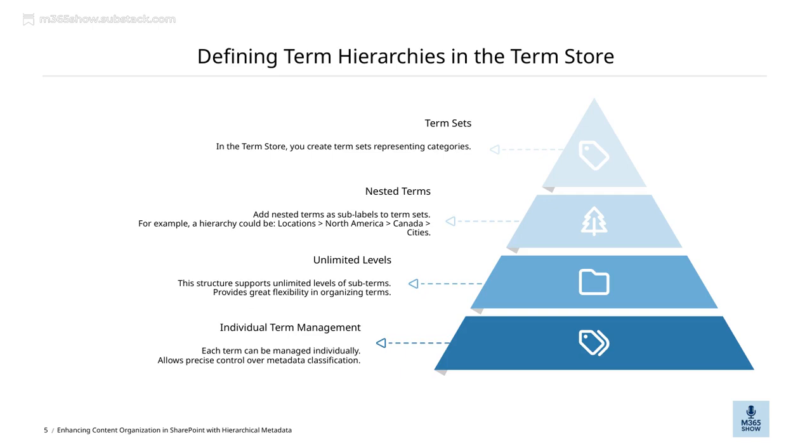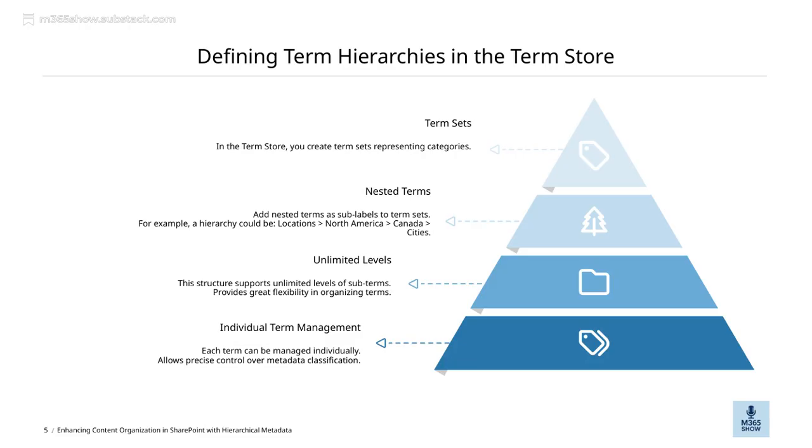Let's take a closer look at defining term hierarchies in the term store. This is all about enhancing how we organize content within SharePoint using hierarchical metadata. First, each term can be managed individually, which means you have precise control over how each piece of metadata is classified. This level of control is crucial for ensuring consistency and accuracy across your content.